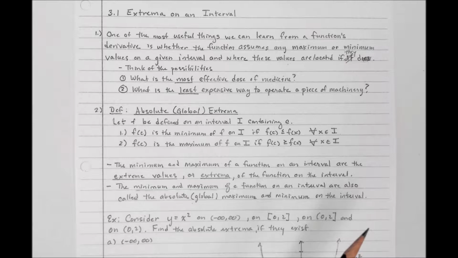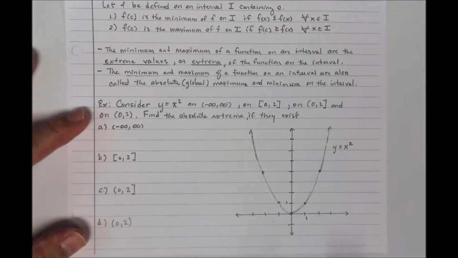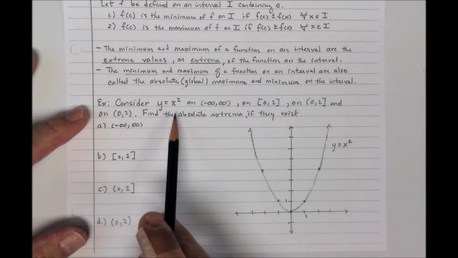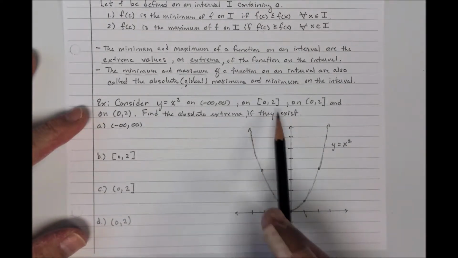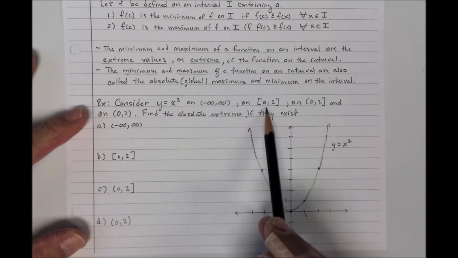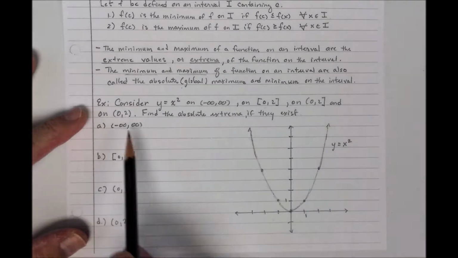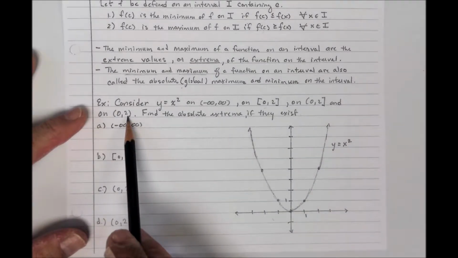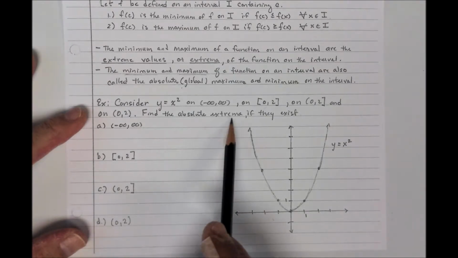So let's look at an example, kind of a simple one. It says, consider y equals x squared on the interval from negative infinity to infinity, then on the interval from 0 to 2 included, then on the interval from 0 to 2 including the 2 but not the 0, and then on the interval from 0 to 2 not including either endpoint. Find the absolute extrema if they exist.